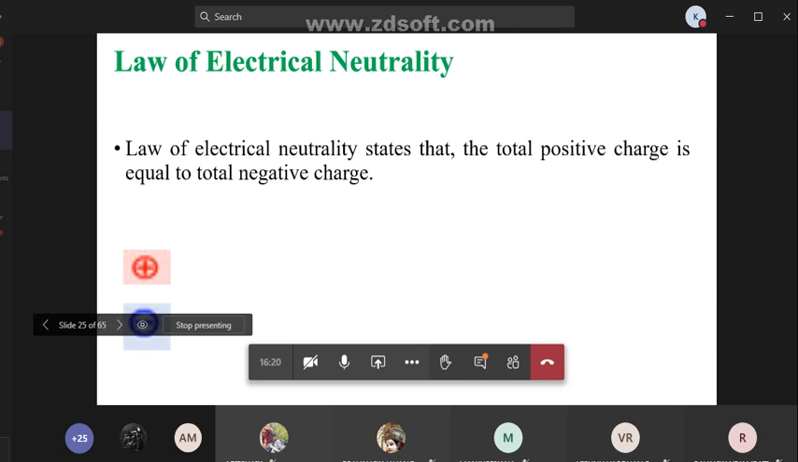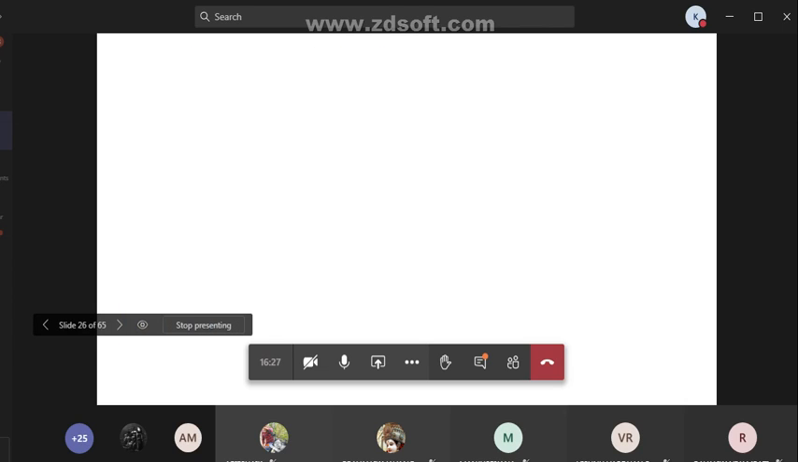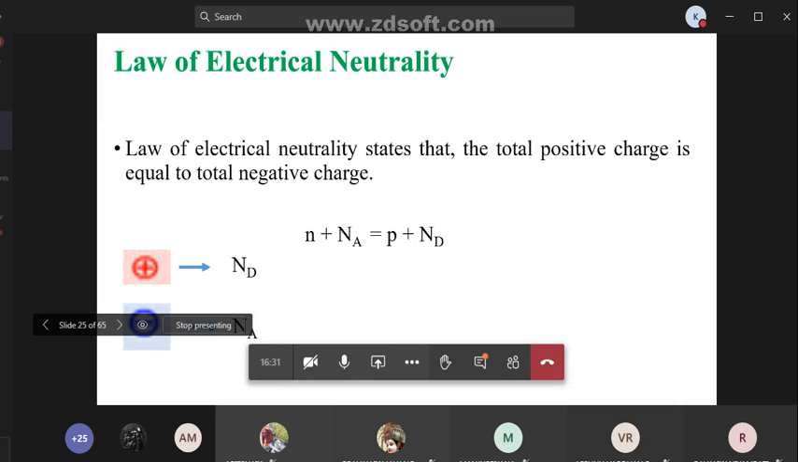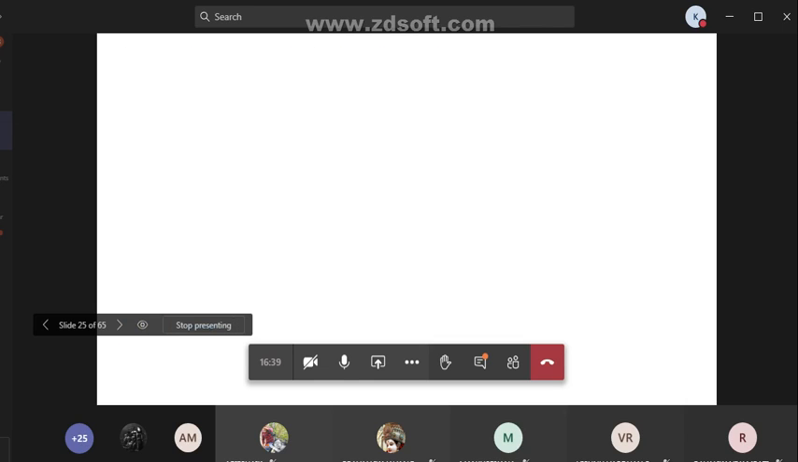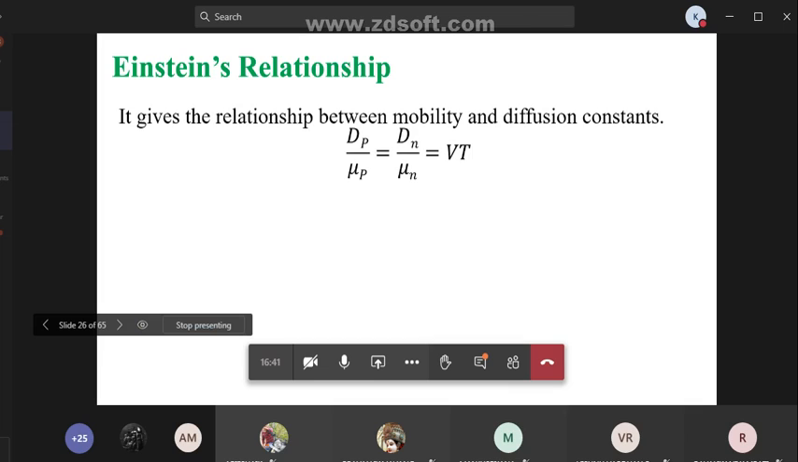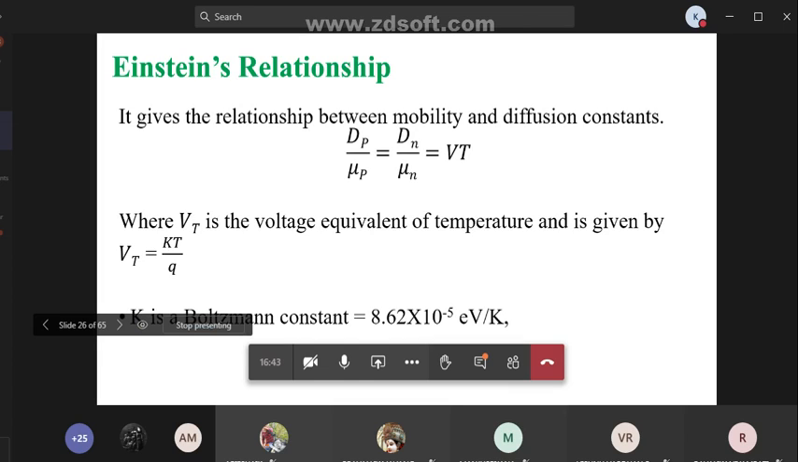We have also seen the law of electrical neutrality. It is n plus Na equal to p plus Nd. The law of electrical neutrality states that the total positive charge is equal to the total negative charge.